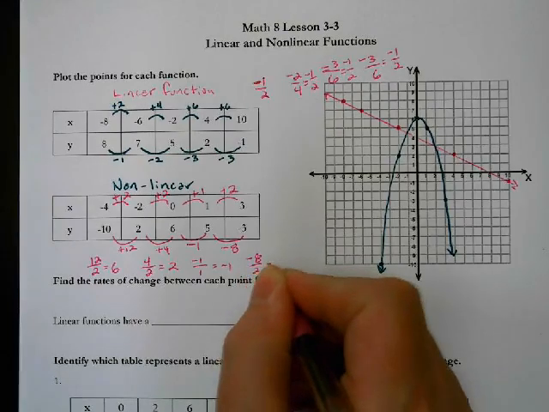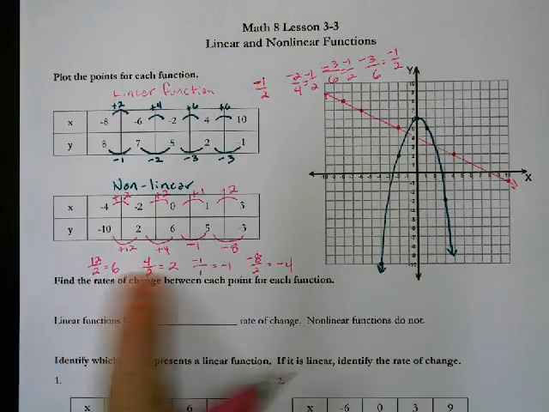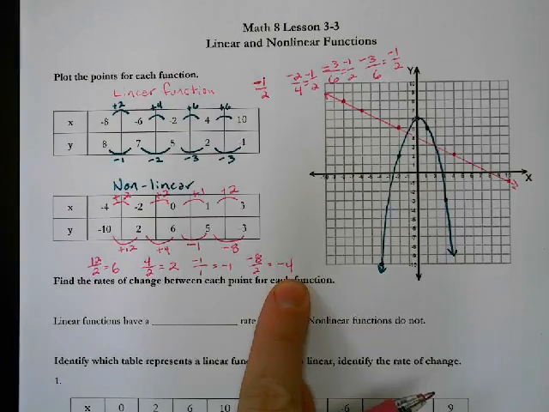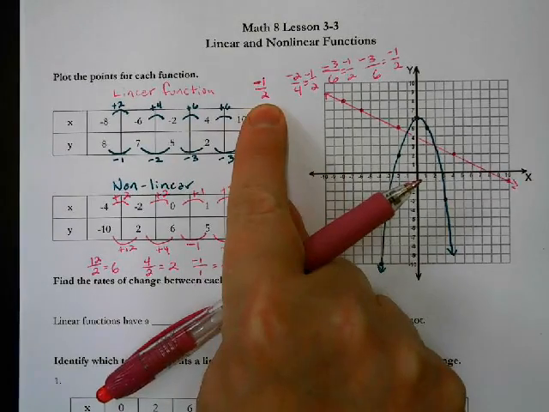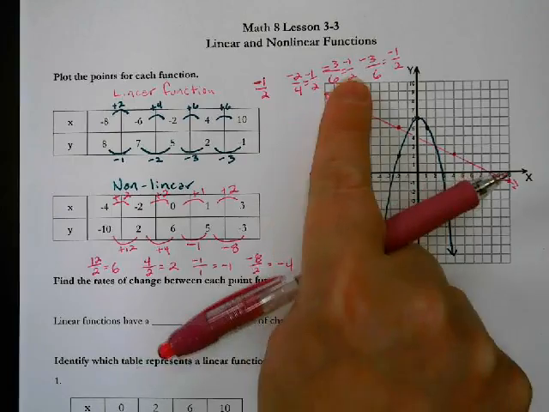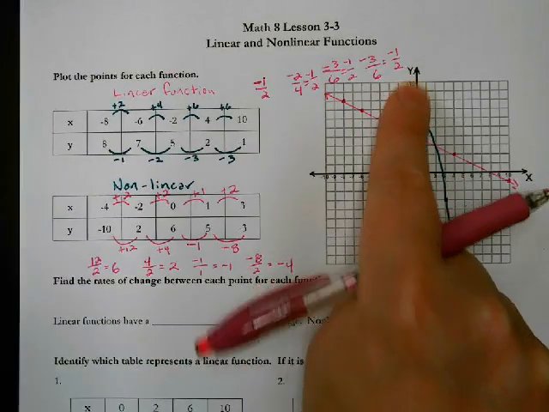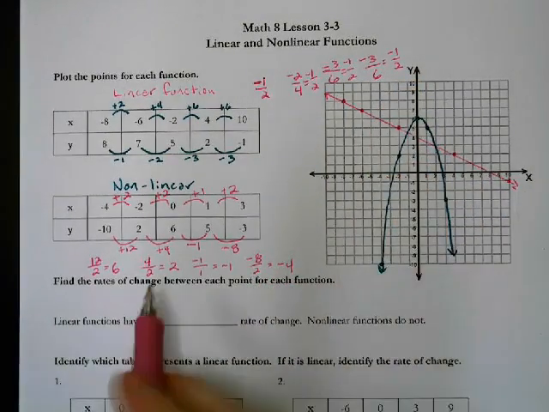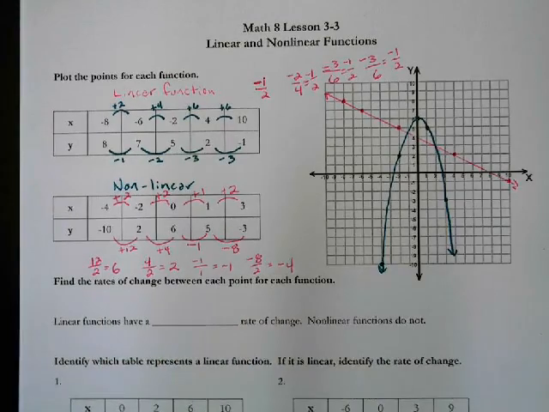That's negative 4. I never have the same rate of change. Over here, when we did a linear function, the rate of change was always negative 1/2. It all reduced down to the same number. When I reduced all of these, I got different numbers. That's how I know it's nonlinear.